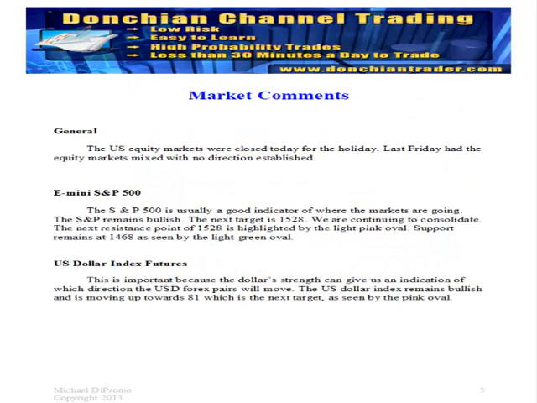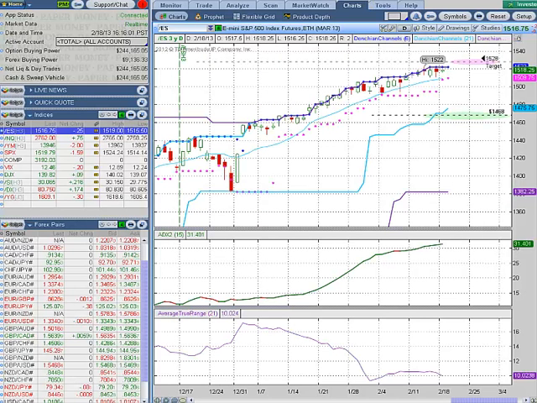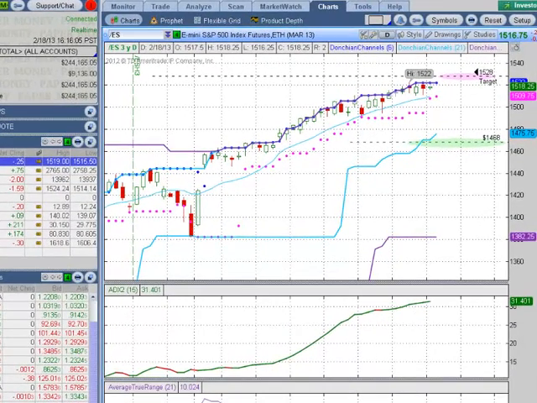The U.S. equity markets were closed today for the holiday. Last Friday had the equity markets mixed with no direction established. Here's the price chart for the E-mini S&P 500 Index futures. The S&P 500 is usually a good indicator of where the markets are going.